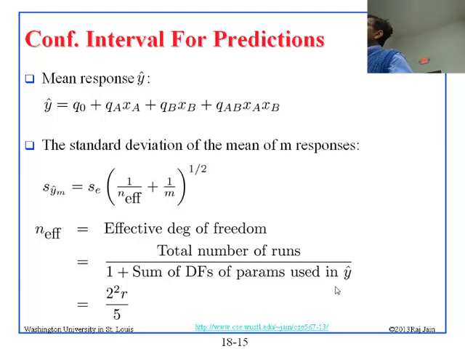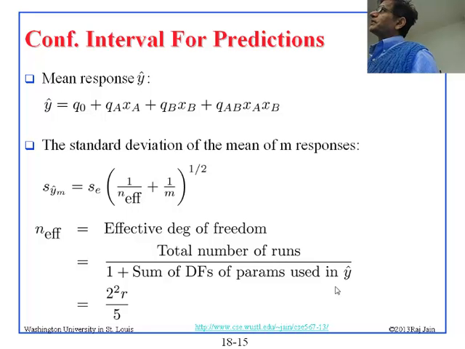Now you could do the same thing for predictions. When you predict, you will be predicting the mean. I mean, y hat is actually exactly this because error is 0. But this y hat is a random number. Its standard deviation depends upon how many observations you will take.